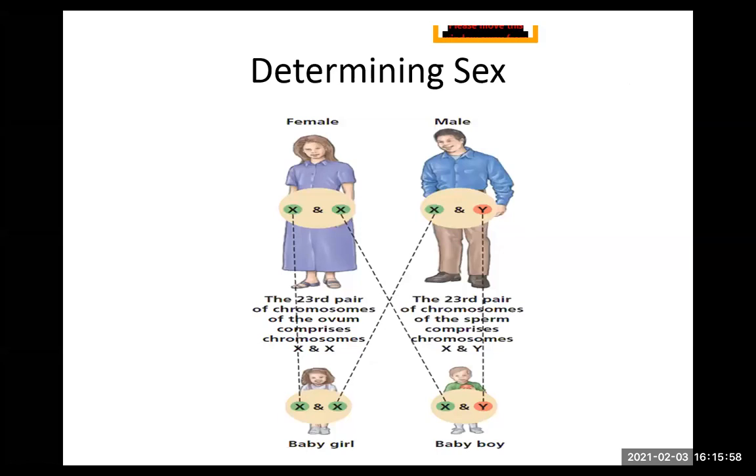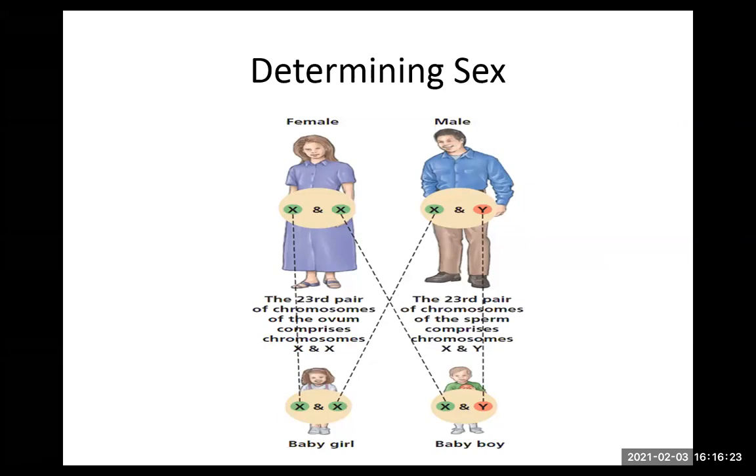Boy or girl, establishing the sex of the child. Recall that there are 23 matched pairs of chromosomes. In 22 of these pairs, each chromosome is similar to the other member of its pair. The one exception is the 23rd pair, which is the one that determines the sex of the child.